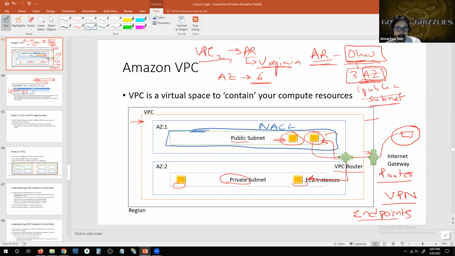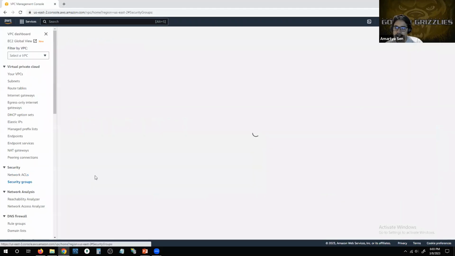In addition to NACL, within the subnets itself, for individual EC2 instances that you're going to declare, there will be another layer of security policies that will be present. This one is known as security groups. Okay, so that is the second category of security features that we see here, security groups.